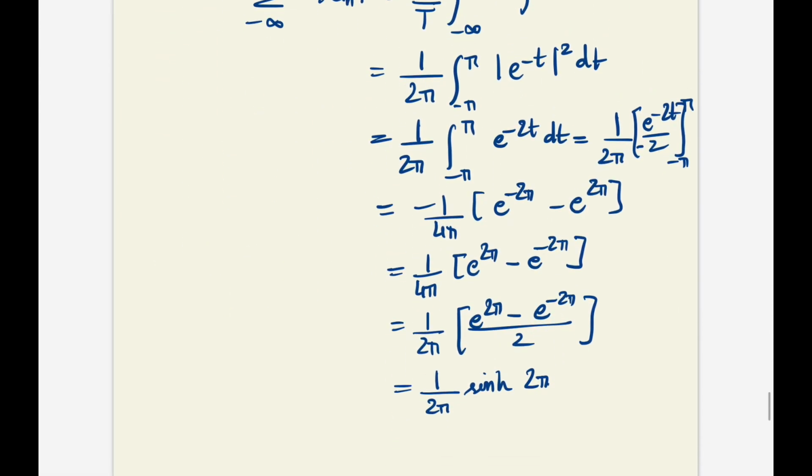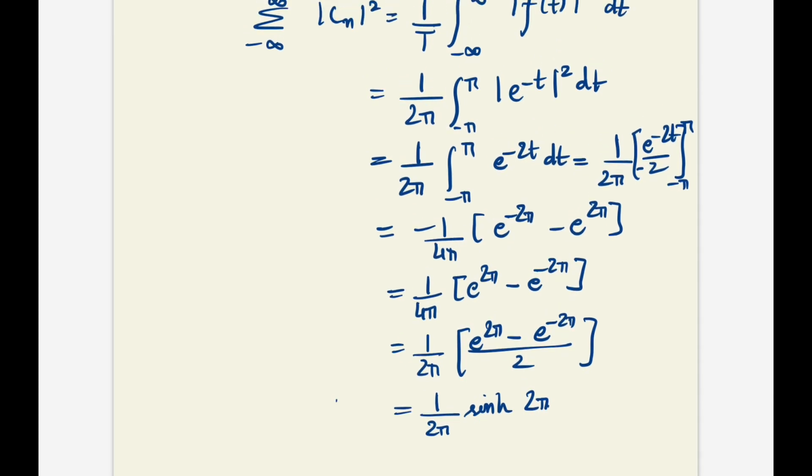I don't have the options right now, but this is the actual answer. Okay, you can check in the paper. This is the correct answer.